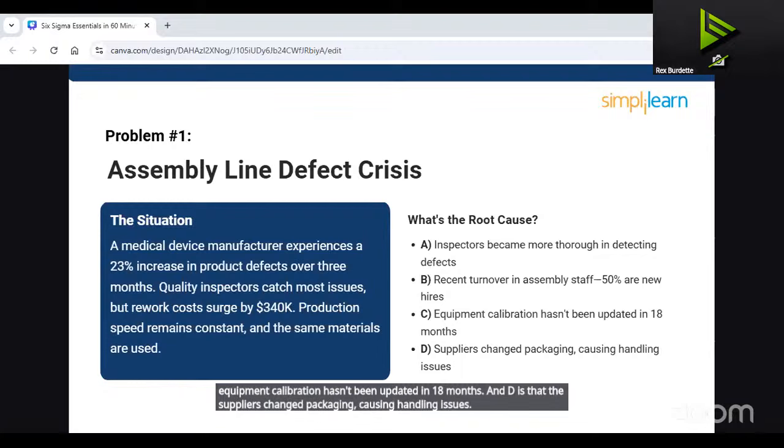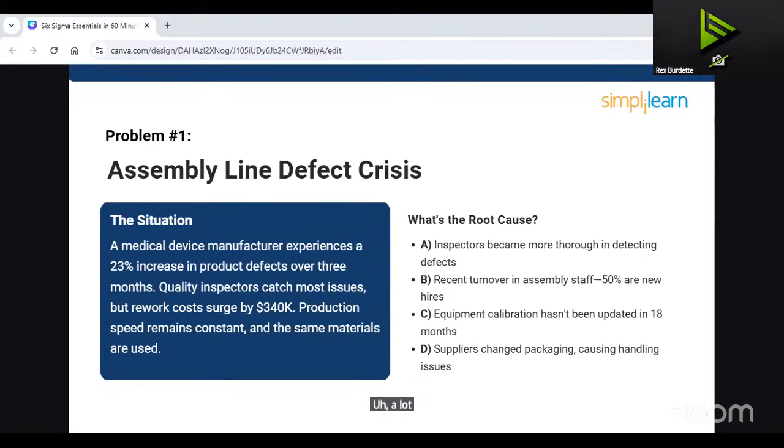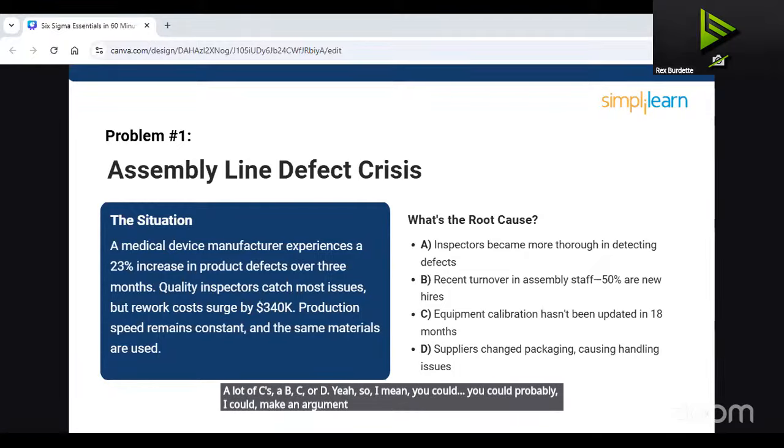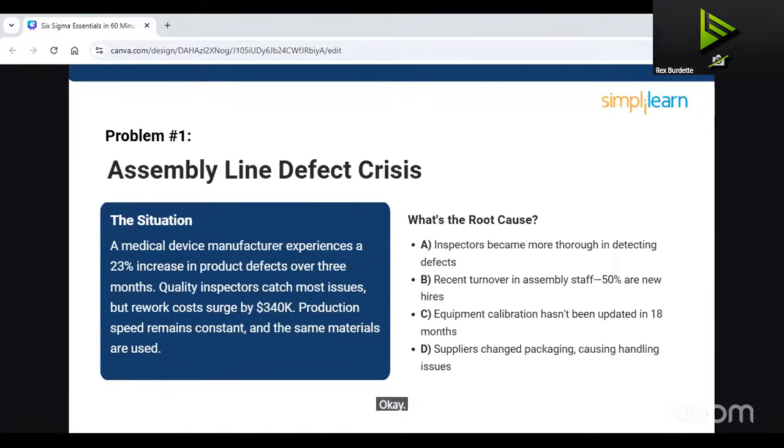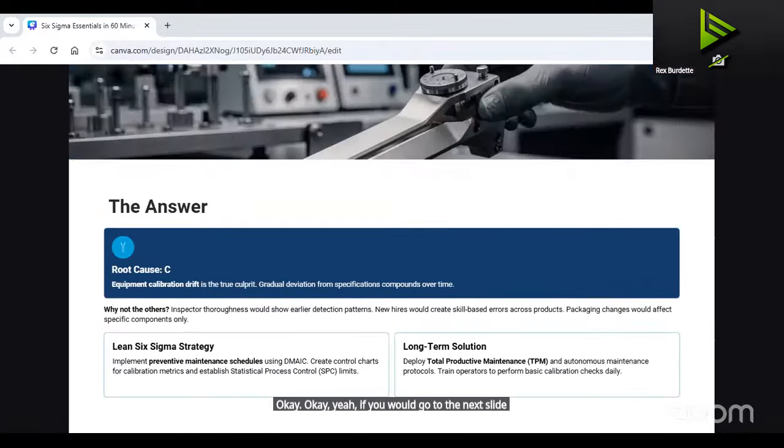So if you all would in the chat, I see a lot of C's, a B, C, or D. Yeah, so I could make an argument for any one of these, but I'm seeing a lot of C's, some D's, and some A's. Okay. So that's very good. Thank you. Anybody else want to get one in before we reveal the right answer? Okay, if you would go to the next slide, please.